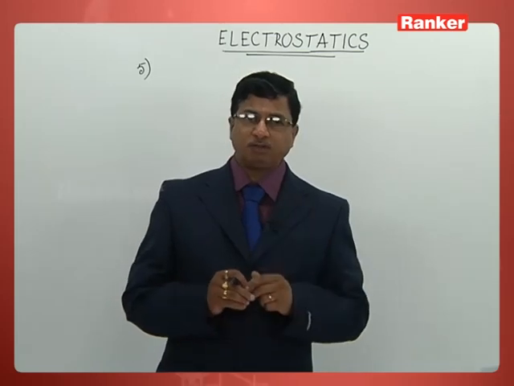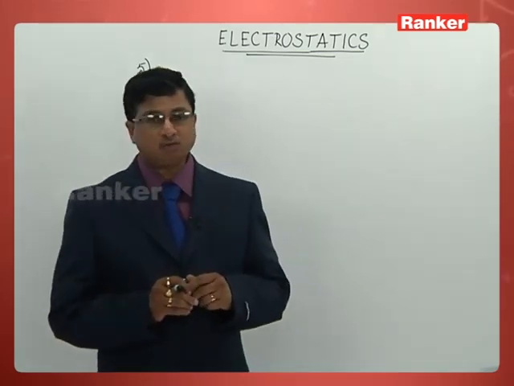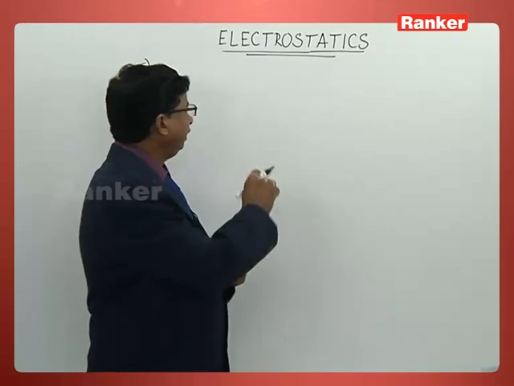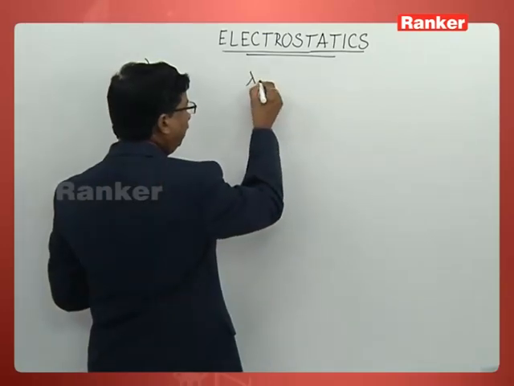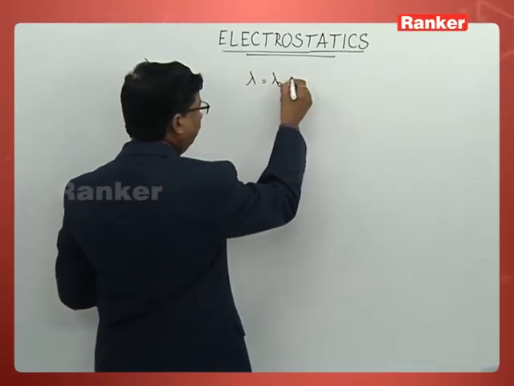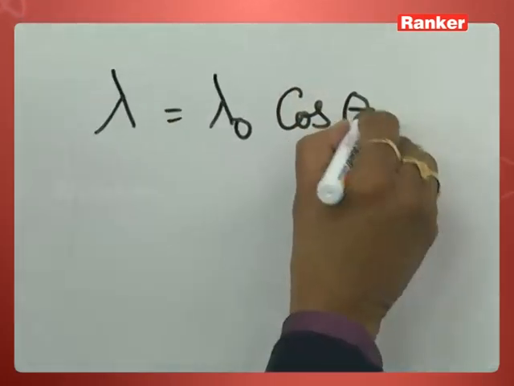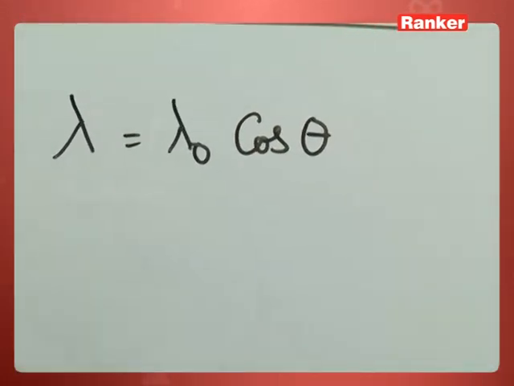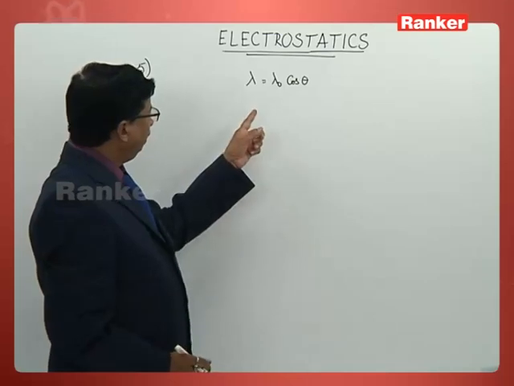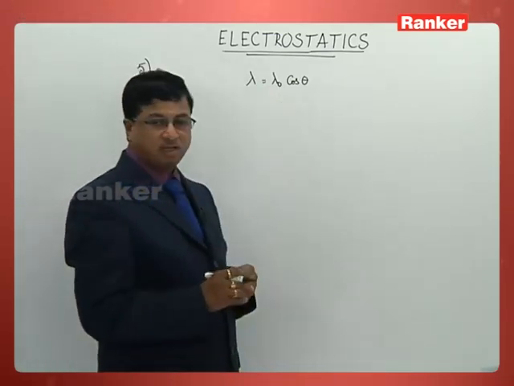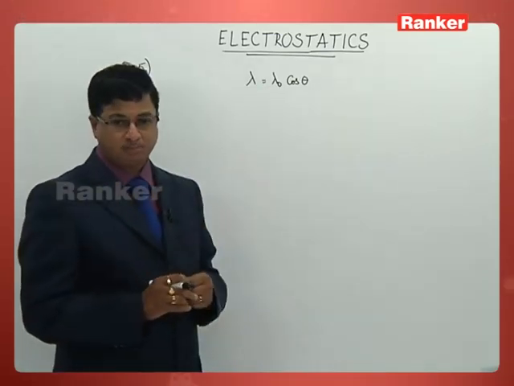But carefully, first of all, observe what are the values given. He said lambda, that is linear charge density, is varying with respect to theta in this form. So lambda is lambda not cos theta. That's what has been given there.